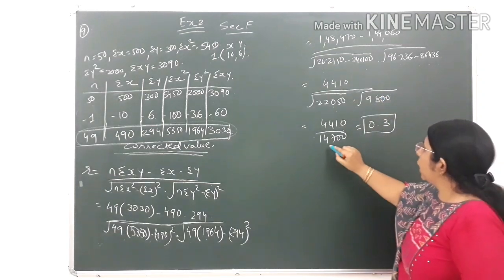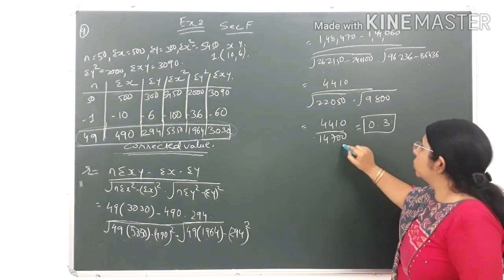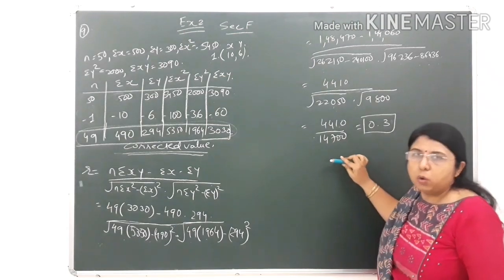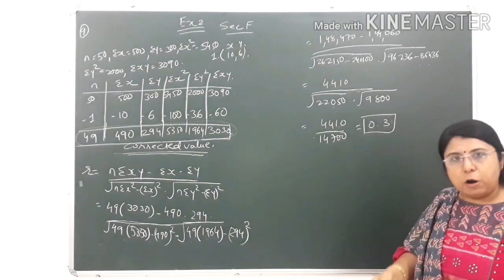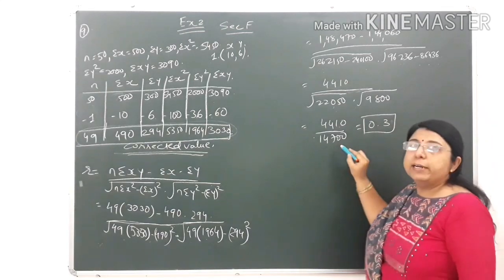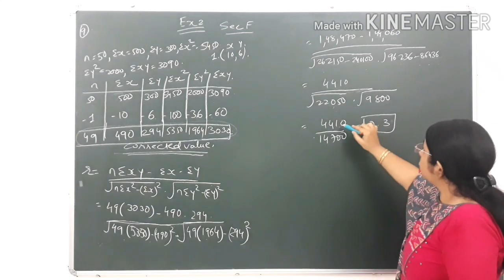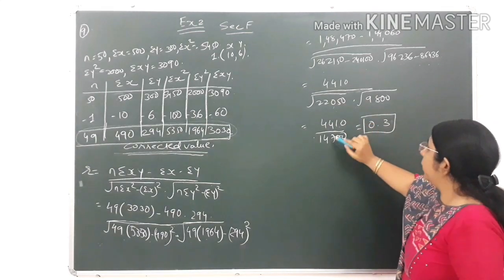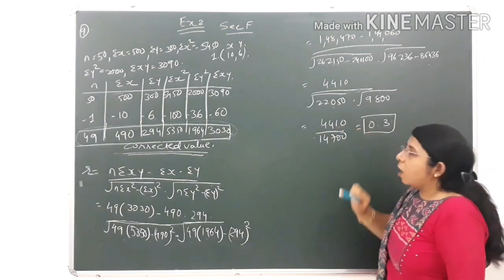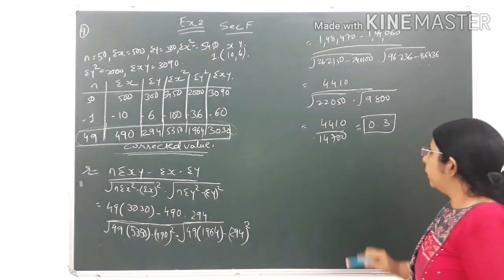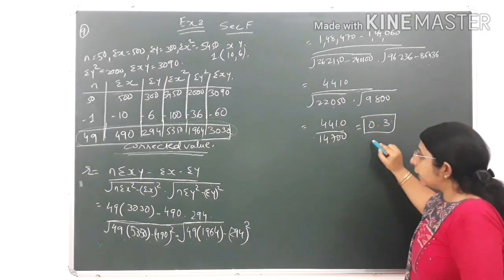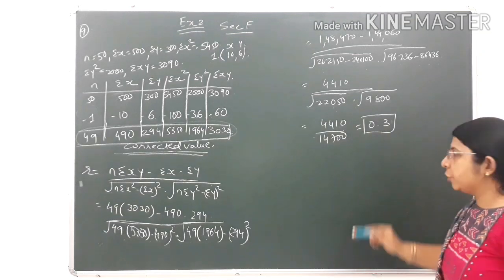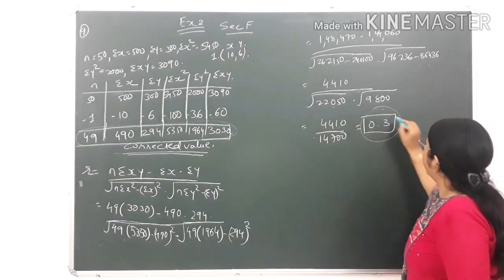After finding the root, I have got the answer, that is 14,700. Now I have not written the root because already the root has been found out. So this value is after finding the root. So by dividing numerator with denominator, 4,410 upon 14,700, you will get the answer or the corrected value of correlation coefficient, that is 0.3.